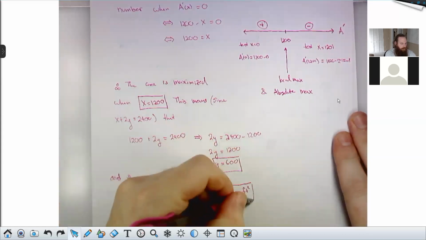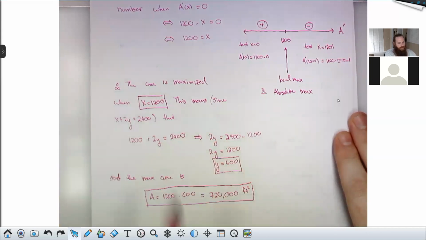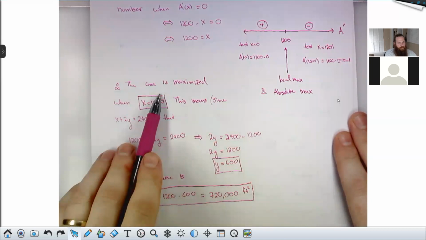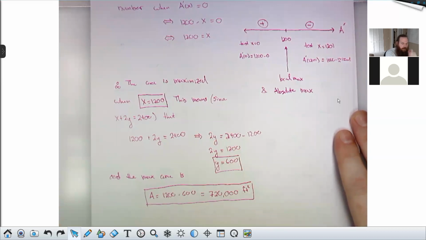Okay, so there are several versions of this question, or several things I could ask you for. I could ask you, what are the dimensions that maximize the area? And you would tell me 1200 by 600. Or I could ask you, what is the max area? And then you would tell me the max area is 720,000.